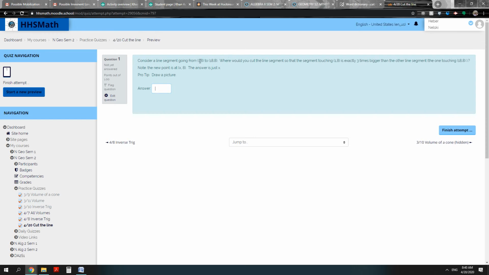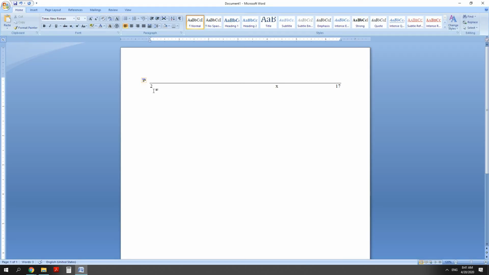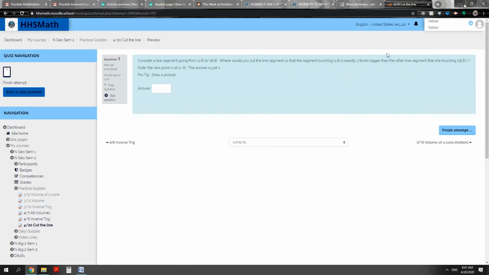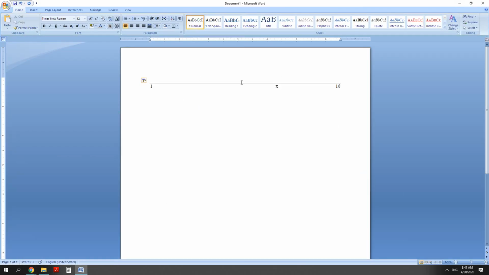Okay. This time it's going from 1 to 18. So that's 17. And it's exactly 3 times bigger. How much bigger are we? 3 times bigger. That means this is 3 and this is 1. 3 plus 1 is 4. 17 divided by 4 is 4 and a quarter.